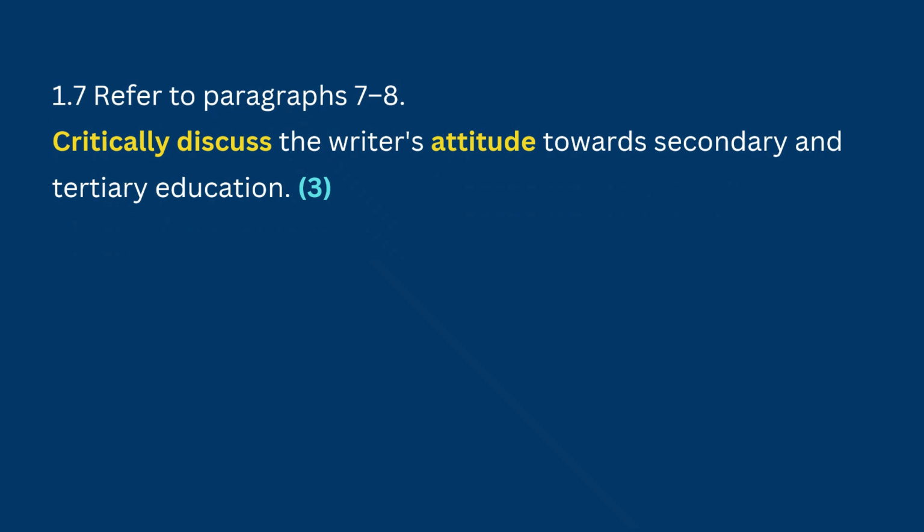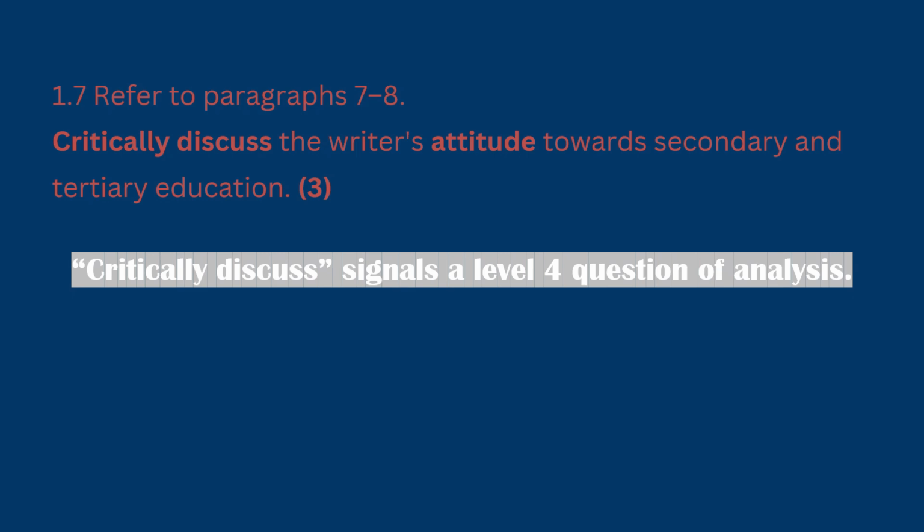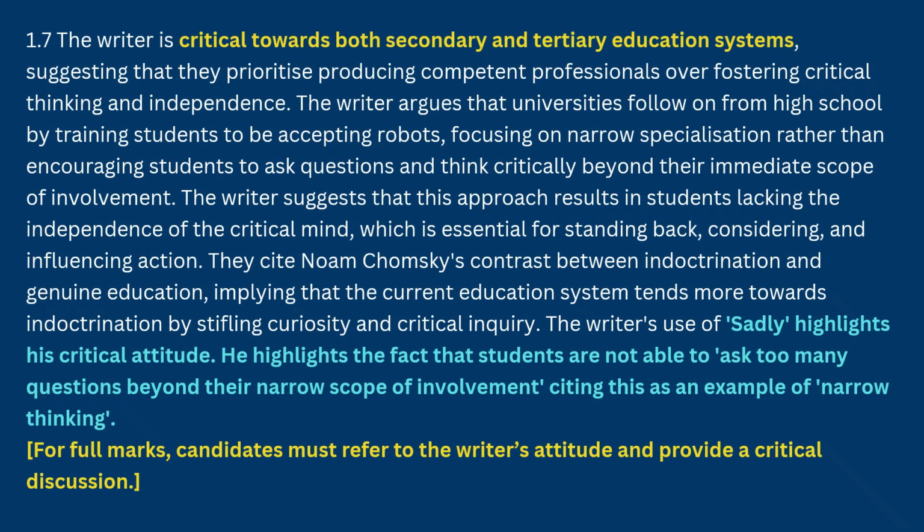1.7. Refer to paragraphs 7 and 8. Critically discuss the writer's attitude towards secondary and tertiary education for 3 marks. Now, critically discuss signals a level 4 question of analysis. So you're going to have to unpack your answer quite carefully and logically here. And here is the answer.